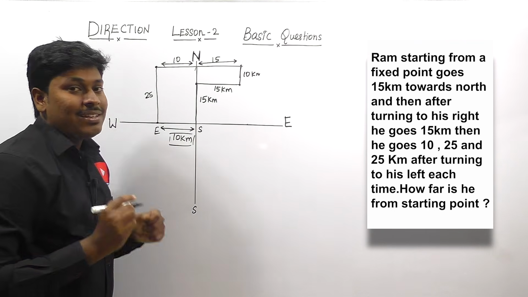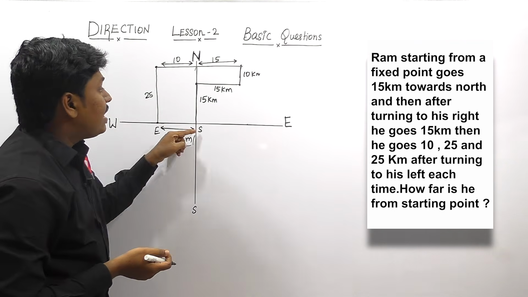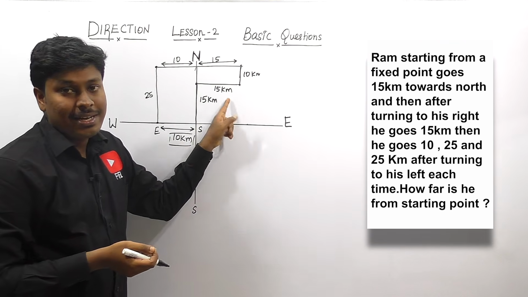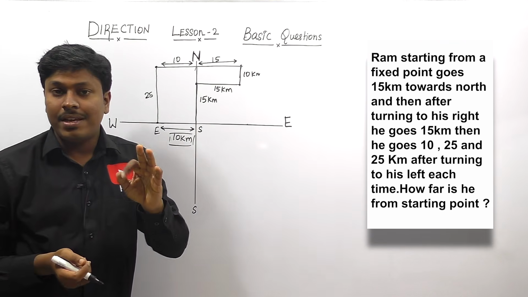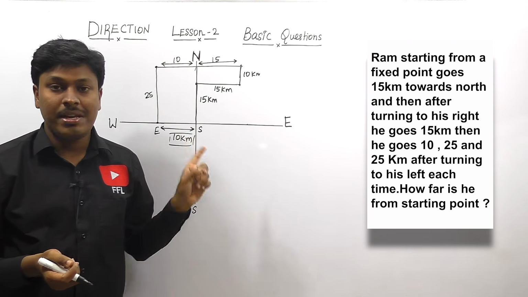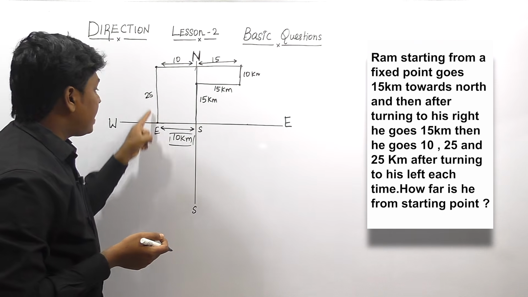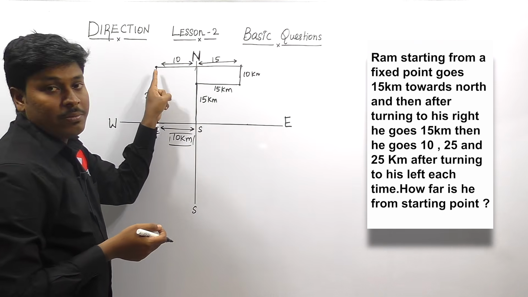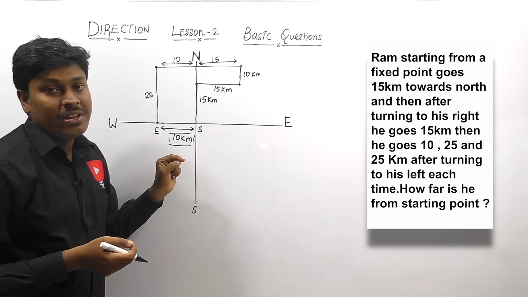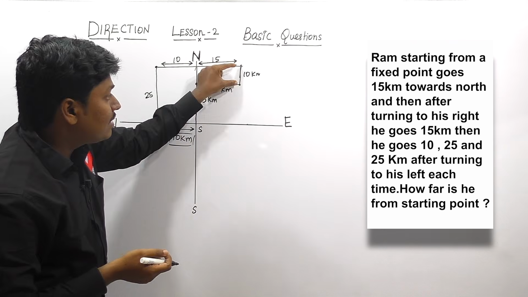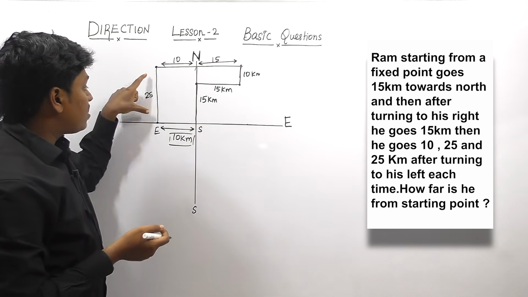So friends, the important thing here is, he is moving 15 kilometers towards north and turning right, again covering 15 kilometers. 3 times he is turning left. Every time while he is turning, first time he is covering 10 kilometers, 25, 25. So friends, this line and this line is most important. Listen carefully. This is 15 kilometers and this is 10 kilometers. So the total distance will be 25 kilometers. From here he is turning left covering 25 kilometers. This will be 10 and this will be 15. So totally will be 25.